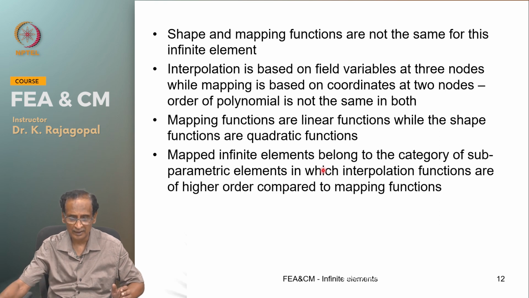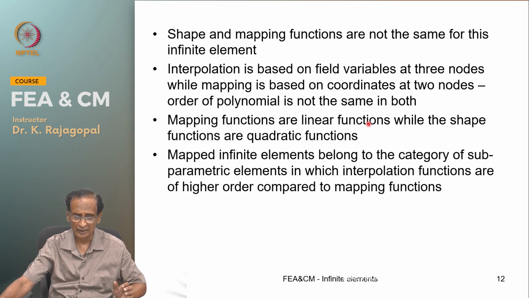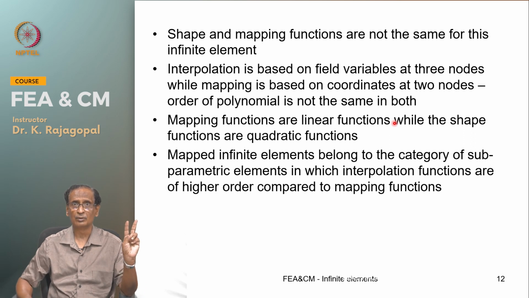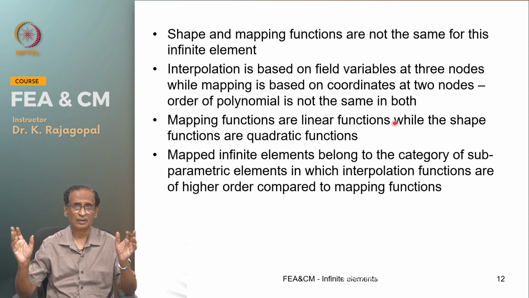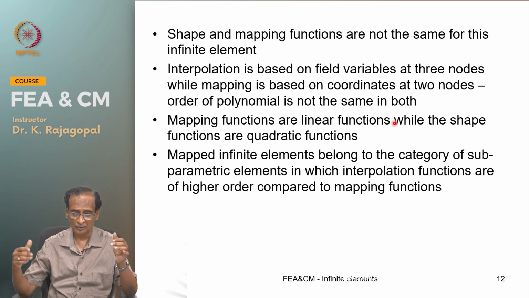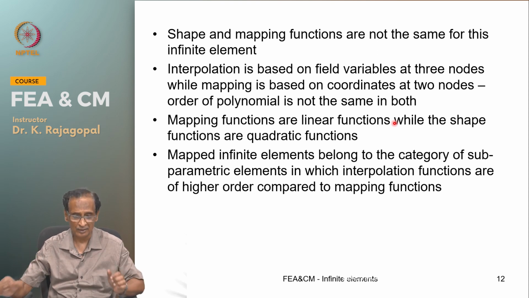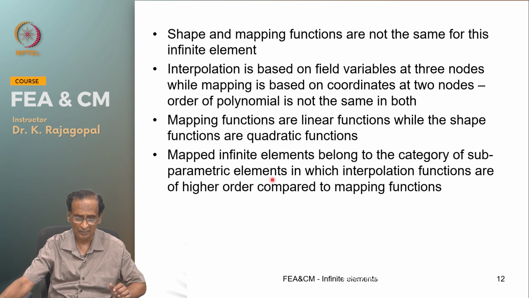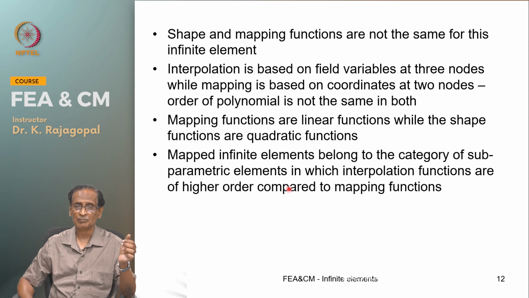So, in this particular case, our mapping functions are linear functions, because we have used only 2 nodes for our mapping, whereas we used 3 nodes for interpolation. So, we have quadratic shape functions and linear mapping functions. These mapped infinite elements belong to the category of subparametric elements, in which the interpolation functions are of higher order compared to the mapping functions.